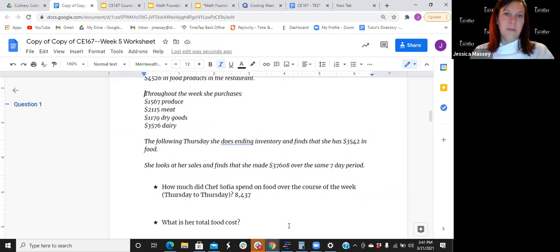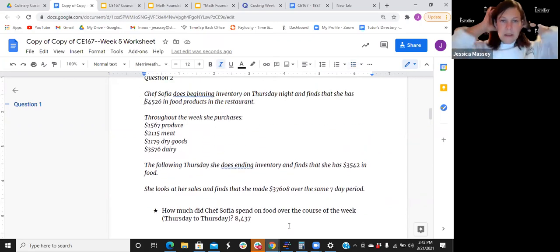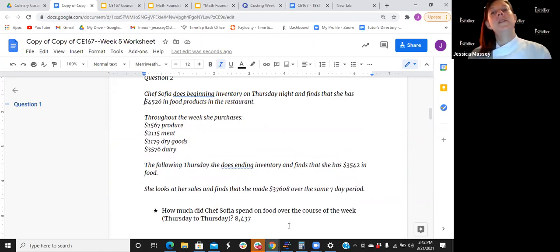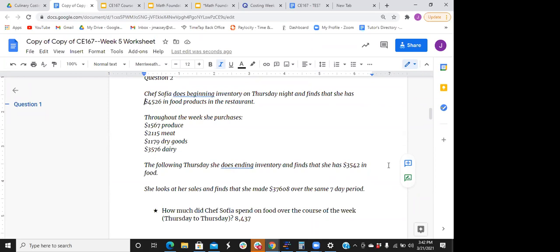Going up, because you need to know that beginning inventory. So our total food cost, you know, she started with 4,526. She spent 8,437 throughout the week. And then you also know her ending inventory on Thursday was 3,542. So with that information, what would her total food cost be for the week? Chef, I got 9,421.